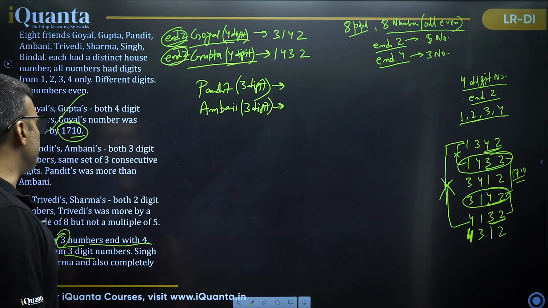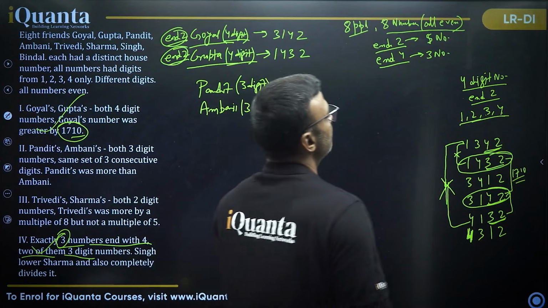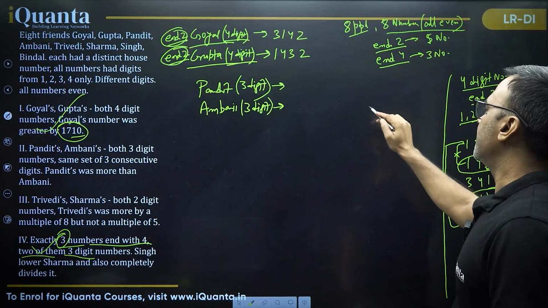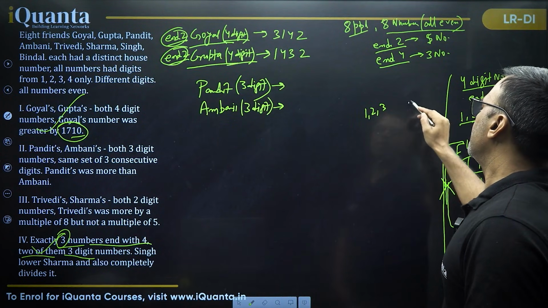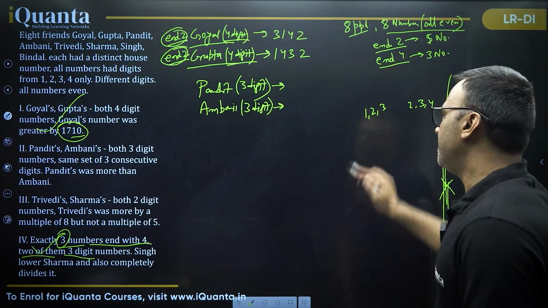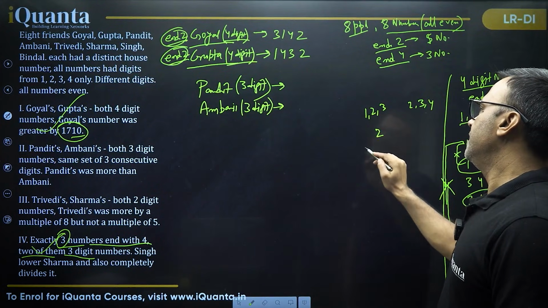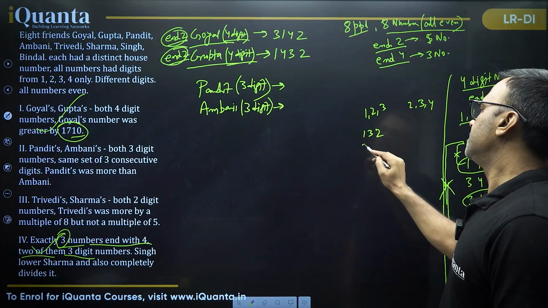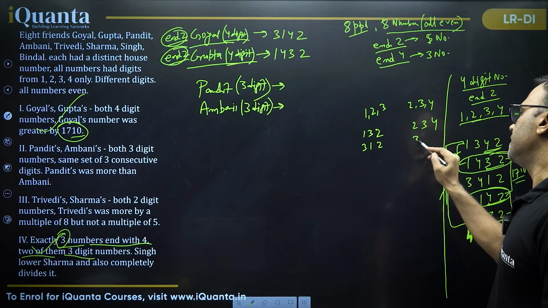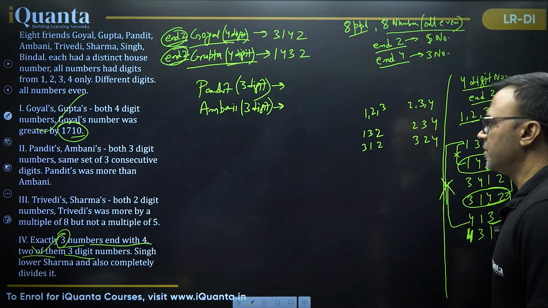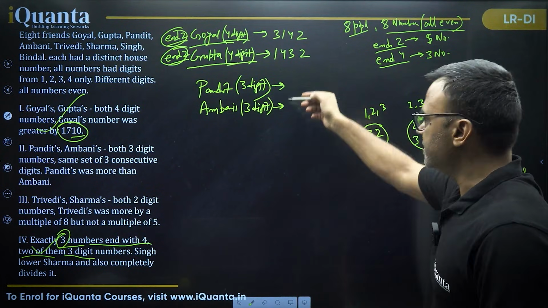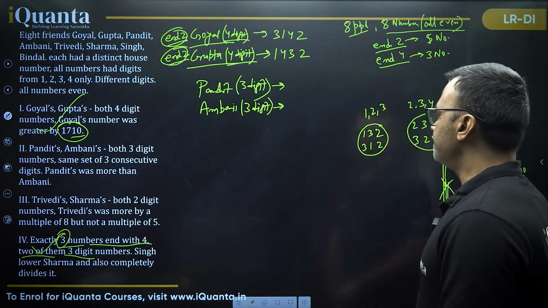Same set of 3 consecutive digits. You see, from 1, 2, 3, 4, if you take the same set of 3 consecutive digits, you can take either 1, 2, 3, or you can take 2, 3, 4. Same process. Create even numbers made by 1, 2, 3. 2 will be in the end, so it will be either 1, 3, 2 or 3, 1, 2. Similarly, ending with 4, it will be either 2, 3, 4 or 3, 2, 4. These are the two possibilities. So either these two are these two house numbers or these two are those house numbers. We cannot decide yet. Right?